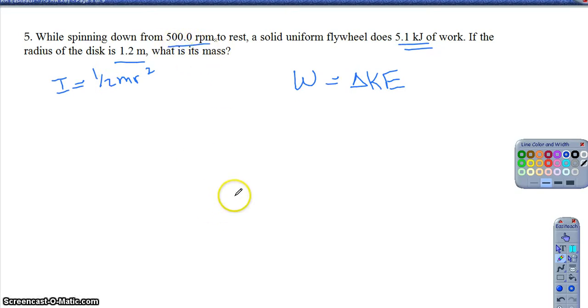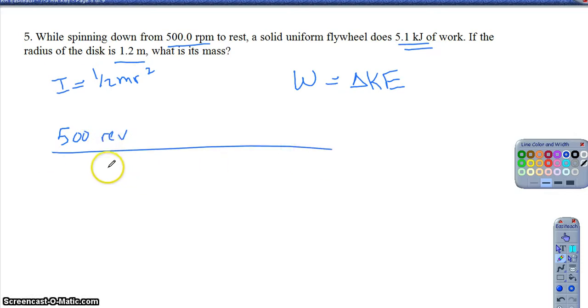So let's start by finding our initial velocity, right? It is 500 RPM, but instead of revolutions per minute, I do always need radians per second when I'm doing any types of calculations using energy or kinematics or anything like that. So revolutions per minute, and then again I need to convert that to radians per second. So 1 revolution is obviously 2 pi radians, and then 1 minute is 60 seconds, right?